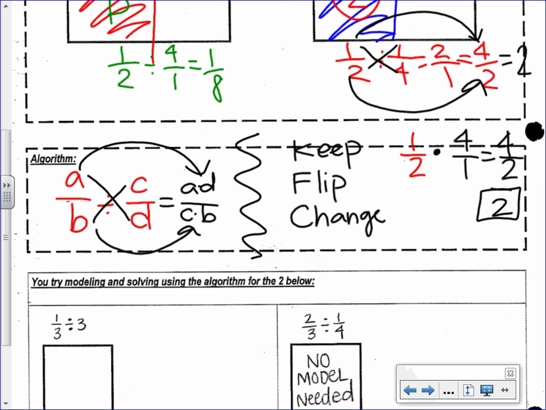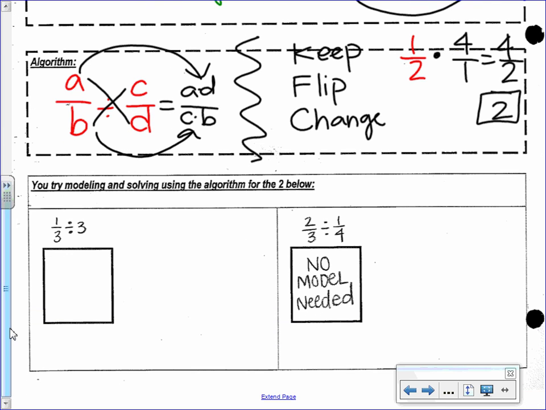All right. So I'm going to allow you to work on your homework if you get these bottom 2 correct. You need to model the first one and solve it. You don't need to model the second one. Instead of starting on the homework, after you get these done, you'll work on the mastery check.